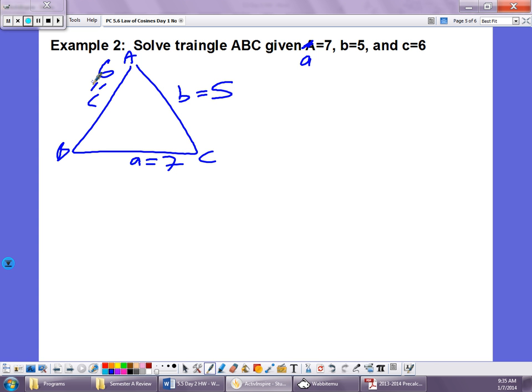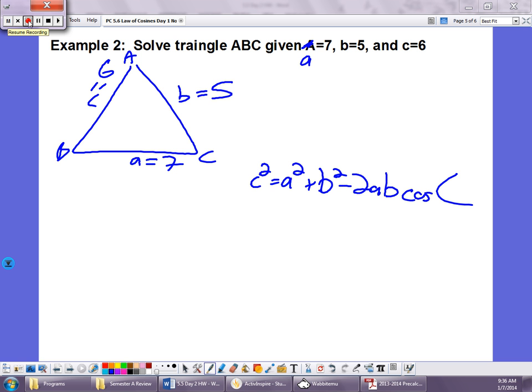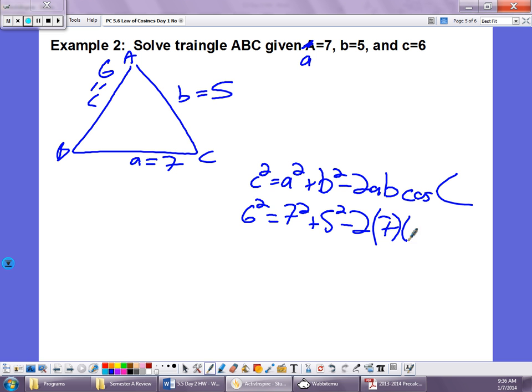When you're given three sides, you could plug this into any of those formulas and solve for the angle. Okay, so let me show you what I'm talking about. We can just do C because that's the one you're given. So c squared equals a squared plus b squared minus 2ab cosine C. Plug everything in again. So 6 squared equals 7 squared plus 5 squared minus 2 times 7 times 5 cosine C.